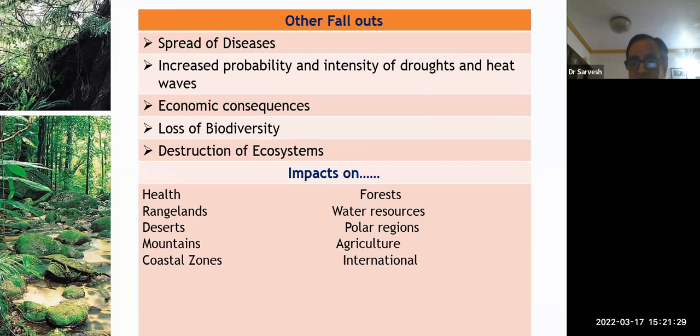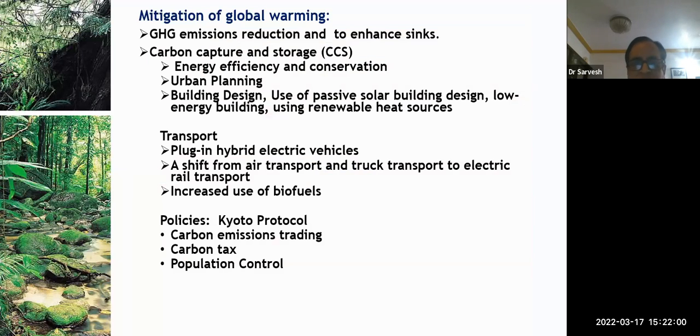It is impinging the economic consequences as well, because the economy is dependent on the many natural resources. The loss of biodiversity is quite a big concern today, and the destruction of the ecosystem. And its impacts have spread on these areas, particularly health, forest, rangeland, water resources, deserts, polar regions, mountains, agriculture, coastal zones, and international boundaries also affected.